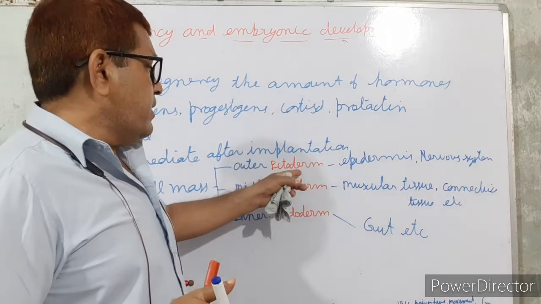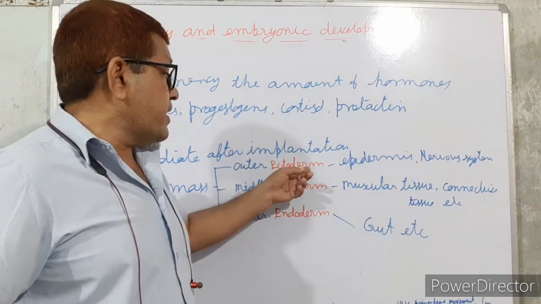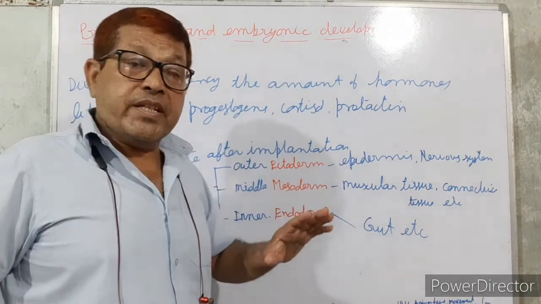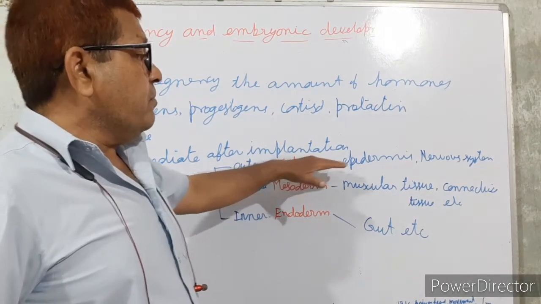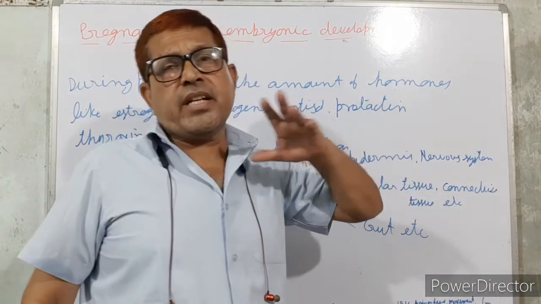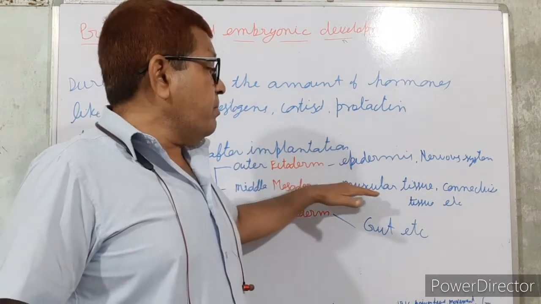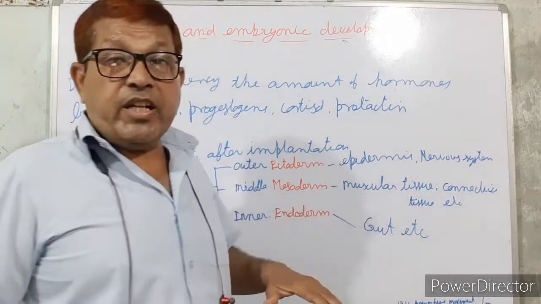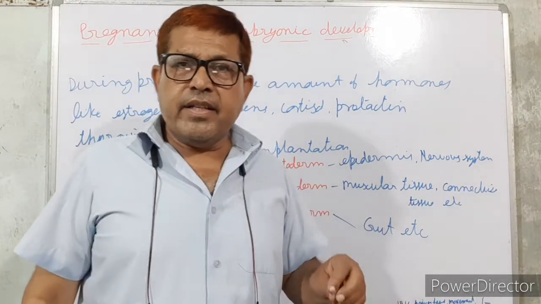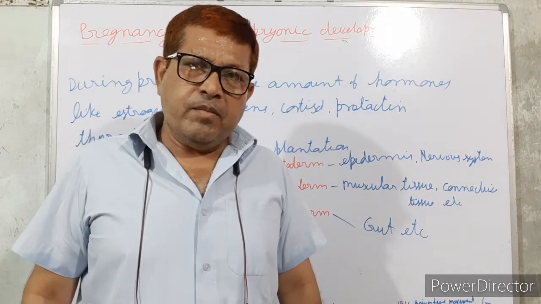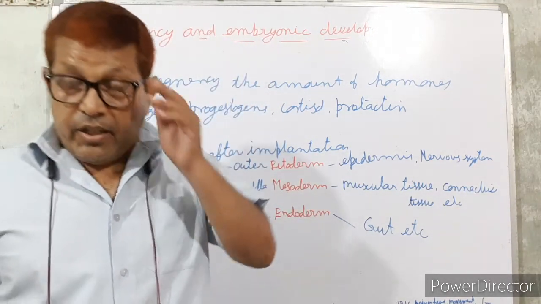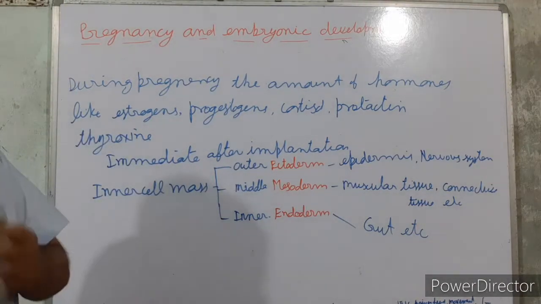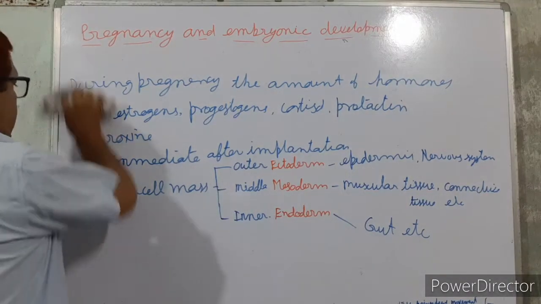So these different layers, ectoderm, mesoderm, and endoderm, are differentiated, and from the ectoderm, the epidermis, nervous system, etc. are formed. From the mesoderm, muscular tissue, connective tissue, etc. form. While from the endoderm, mainly gut, etc. formation takes place. Now, pregnancy lasts for 9 months.